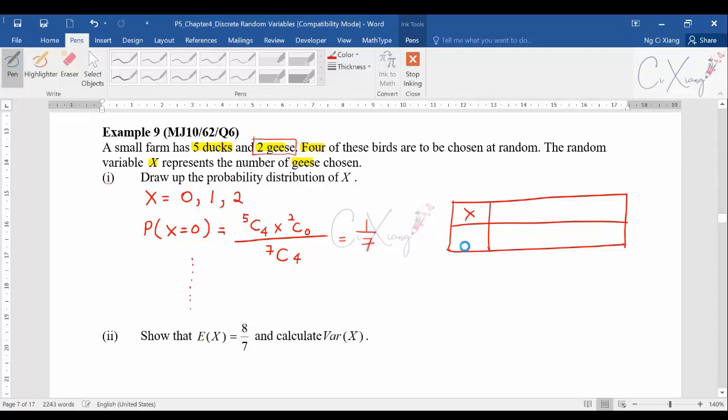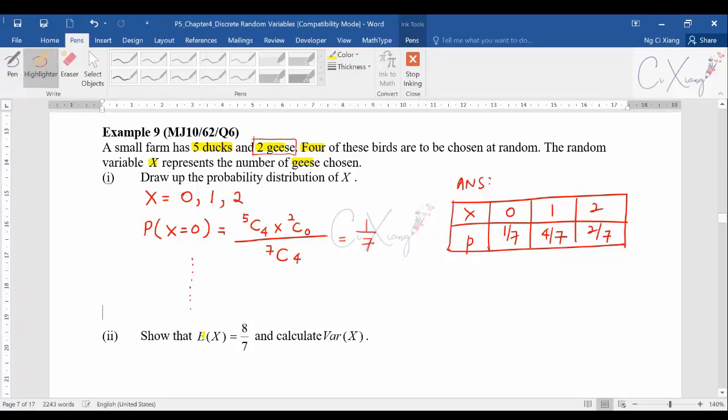So for X, you have P at 0, 1, and 2, and then after that, you should have 1 over 7, 4 over 7, 2 over 7. This is the answer that you should get. Again, mark the steps and methods here. Then after that, go to part number 2.